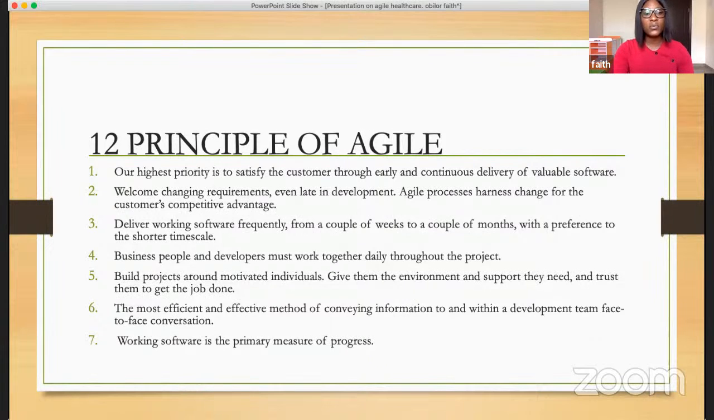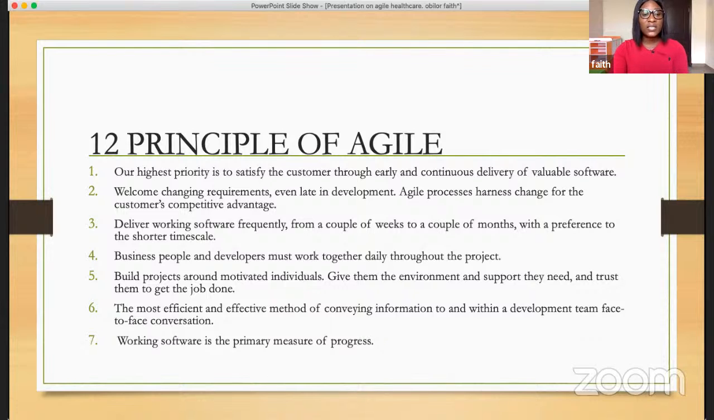So the sixth is the most efficient and effective method of conveying information to and within a development team is face-to-face conversation, because some people tend to misinterpret words when it comes to chatting. So if you're having issues or you don't understand some things, and you want better clarity, it's important you go face to face and have a conversation with this individual in your team or the client itself, to have clarity of what they actually want or what they're talking about.